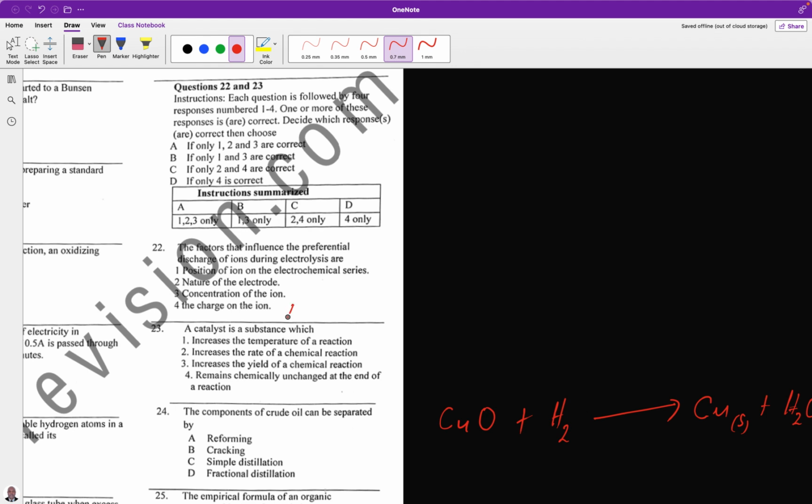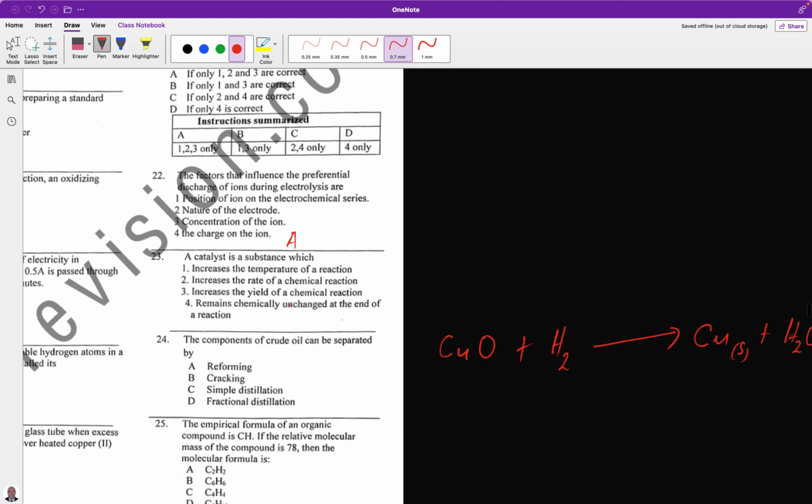A is the right answer. Okay. Question number 23. A catalyst is a substance which increases the temperature of a reaction. Not acceptable. A catalyst is a substance which increases the rate of a chemical reaction.